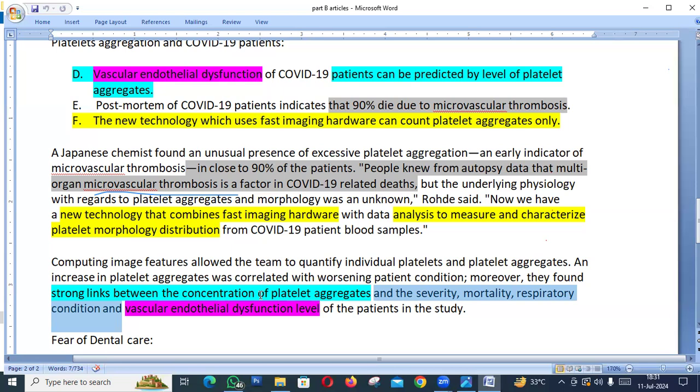But our keyword is vascular endothelial dysfunction. Predicted means only just to predict, but not that you are sure. Yes, it can be predicted. You need to focus on the verb and the tense that I am using. Can be.